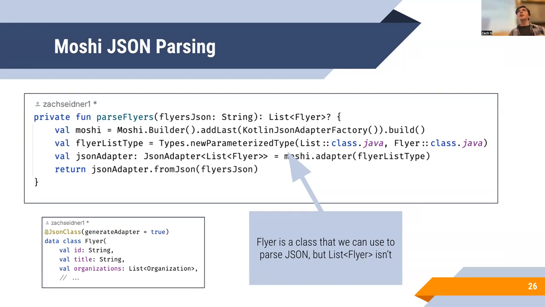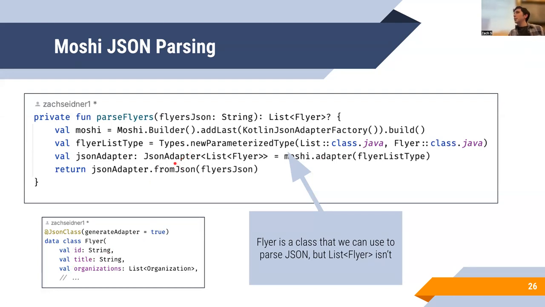But the thing is that this adapter is made for parsing flyer objects. The interesting thing about this JSON is, if I have a list of flyers I want to show to the user and I want them to be able to scroll through it, that's going to be more than just a singular flyer. So in this case, I'm creating a new type called a flyer list type. I'm basically taking the list class from Java and merging it with my flyers class. This generates more custom code that tells Moshi how to parse a list of flyers as opposed to just a single flyer. I do think this is useful to have, but if you are just parsing a single object, then you won't actually need this line.